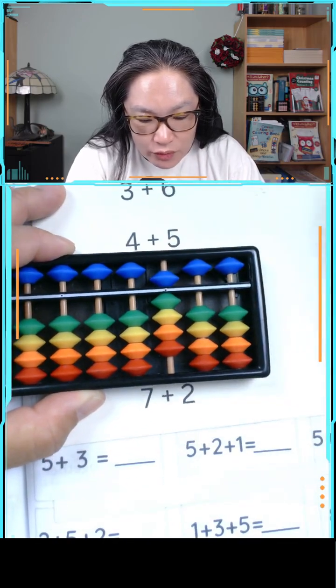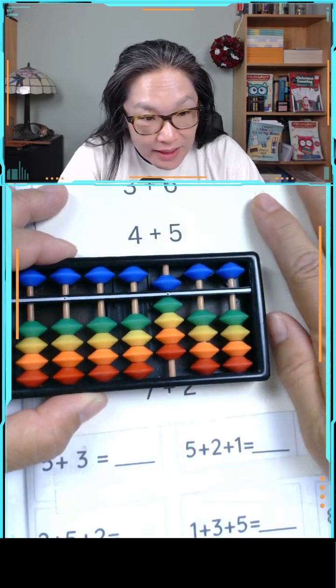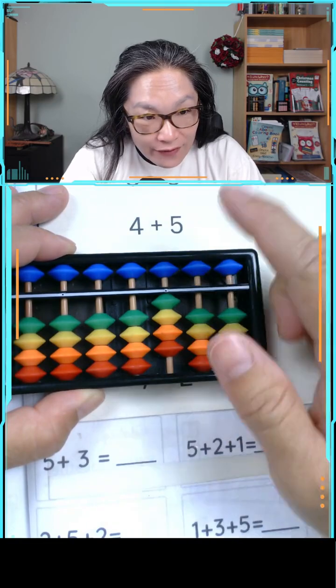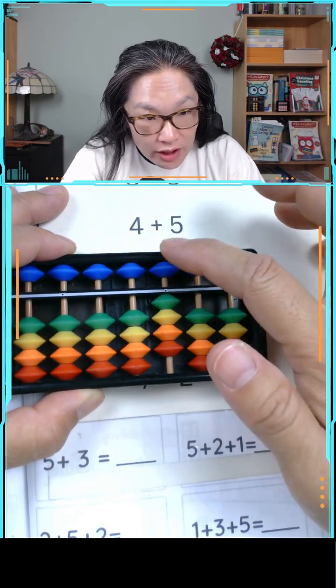The only thing I need to really remember is how to make a 5 and how to make a 10. So we could do it again. If I did 4 on the abacus, right? I want to add 5. What are we going to do? All you got to do is add the 5.